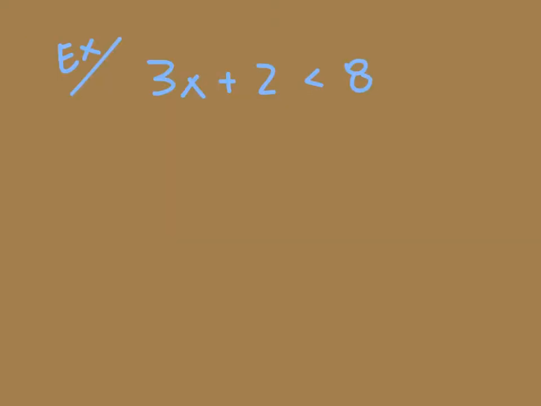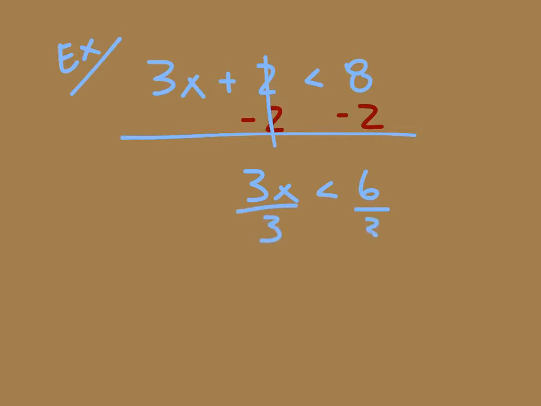So on something like this, if I'm solving this inequality, I simply just want to solve it just like I would any other equation. First step is going to be subtract 2 from both sides. The 2's cancel out, and I'm left with 3x is less than 6. 8 minus 2 is 6. I'm going to divide both sides by 3. So 3 divided by 3 divides out. Because I divided by a positive, I don't need to do anything with my inequality symbol. But then 6 divided by 3 is 2.